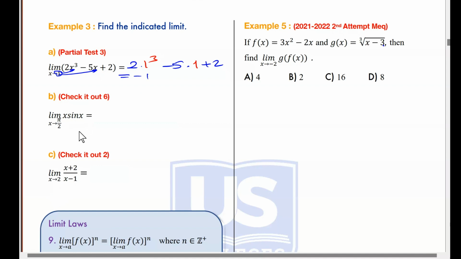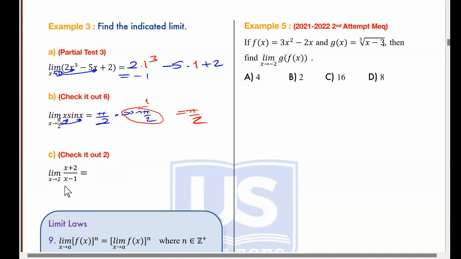Alright, here we have a trigonometric function. The same goes for every type of function. We just substitute pi over 2 for x for each. So it becomes pi over 2 multiplied by sine of pi over 2. Do you remember what sine of pi over 2 is? Pi over 2 means 90 degrees. Sine of 90 degrees is 1. So 1 times pi over 2 is pi over 2.